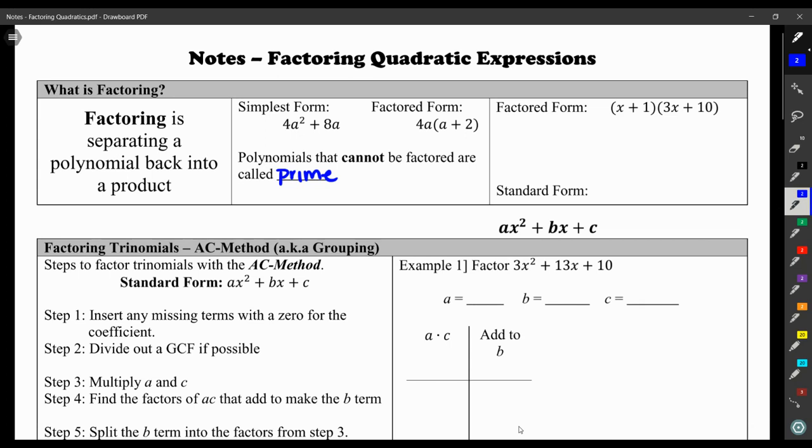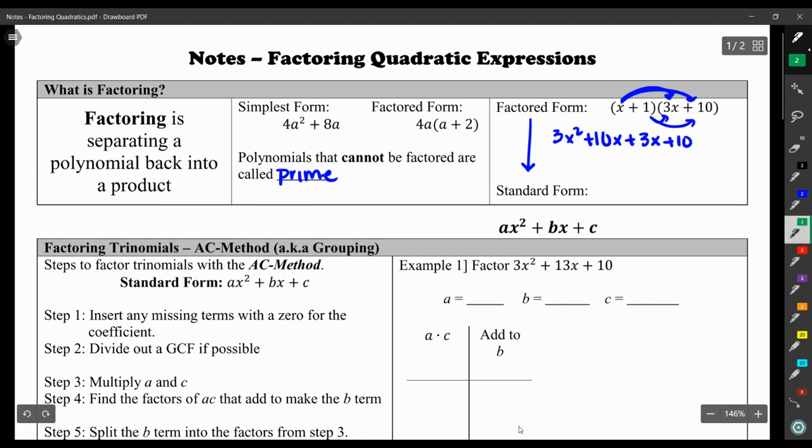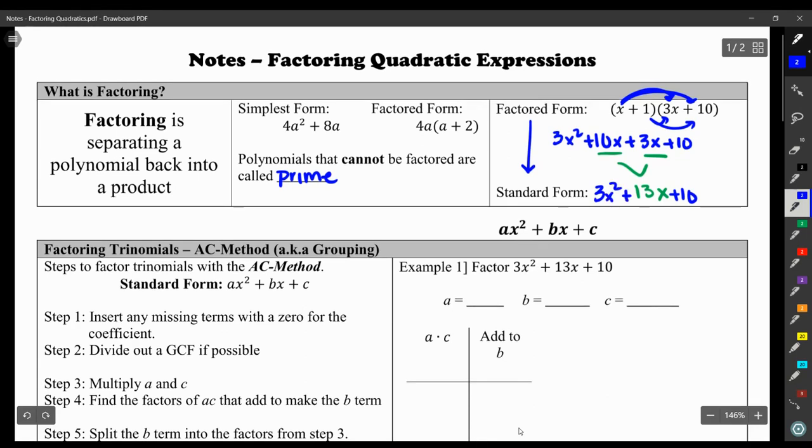For this example over here to the right, we have this factored form. This is something that has already been factored, and we're going to place it into standard form. This is something you have done before. x times 3x will make 3x squared. x times 10 will make 10x. 1 times 3x makes 3x. And 1 times 10 makes 10. Then you combine your like terms together to get 13x, and you still have the plus 10 and the 3x squared.